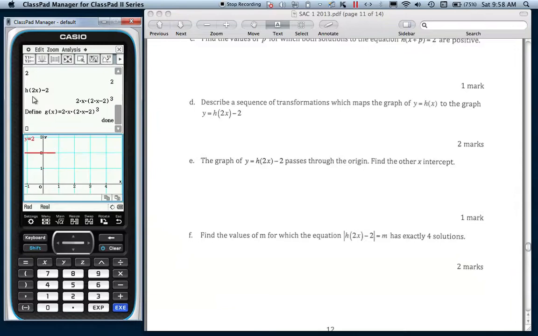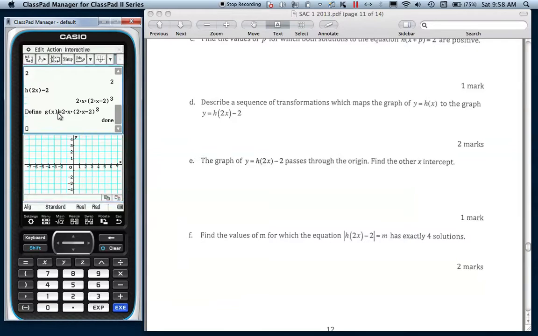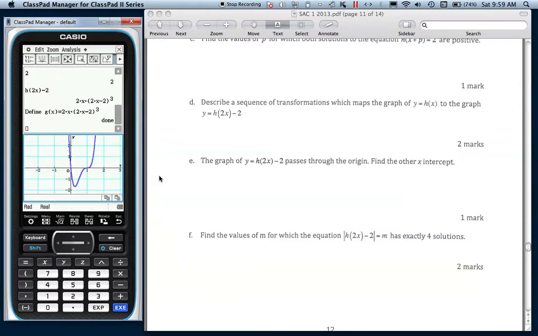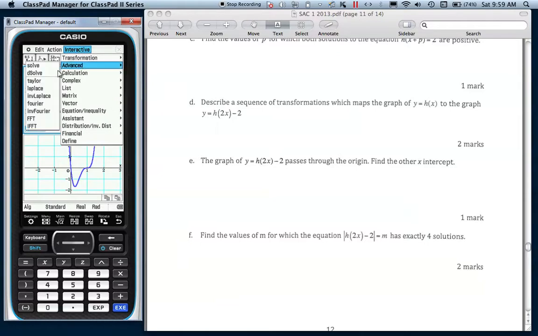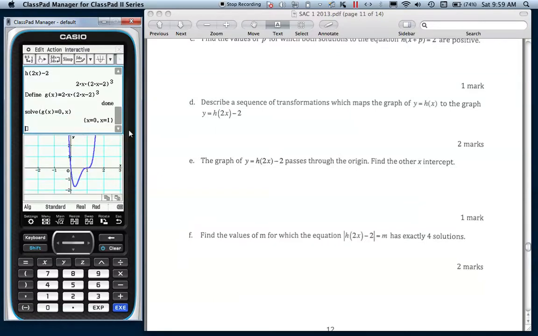Put up the graph. Might just clear the other graphs. We'll draw that. Might just zoom in there. So it passes through the origin there. What's that x-intercept? Well, to find the x-intercept, we're really solving this equation. So it's x equals 0 and x equals 1.